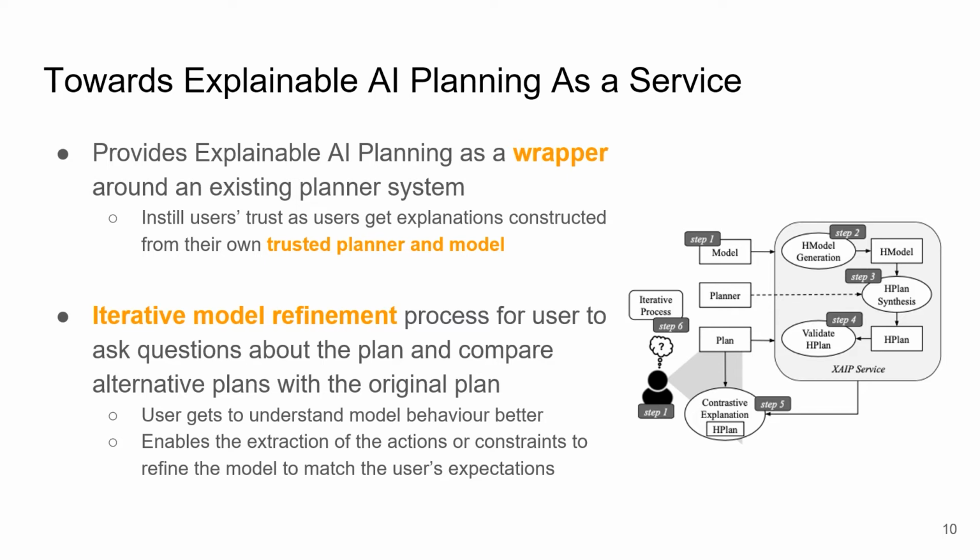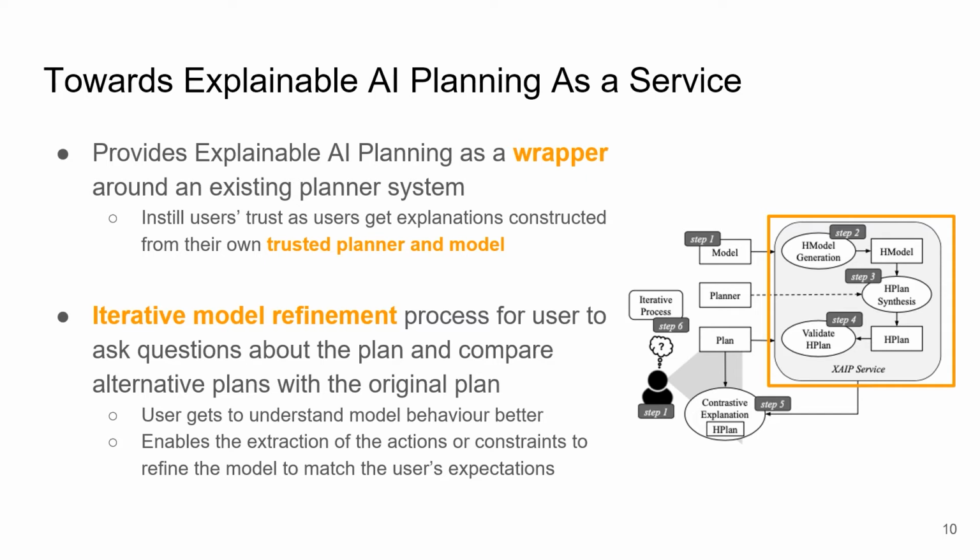As the name suggests, this paper proposes that explainable AI planning can be designed as a service which wraps around an existing planning system. The figure on the right shows the architecture for the framework. Based on some user questions, the service makes some modifications, such as imposing constraints to the model to create hypothetical models to output alternative plans.